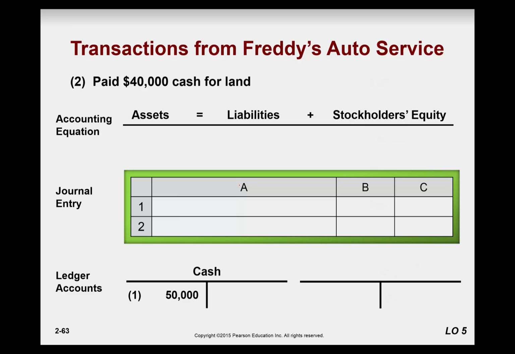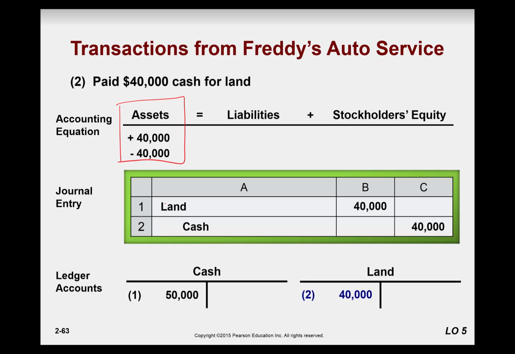Now when you do the same thing for cash, you have your $40,000 in assets and land. Notice everything is on our asset side of the equation. So this is a debit and a credit to an asset. So here we're debiting land for 40, we are crediting cash for 40 because we used it, and now you'll see you have right here the $50,000 in cash from previous, and now on the credit side you have $40,000 cash.